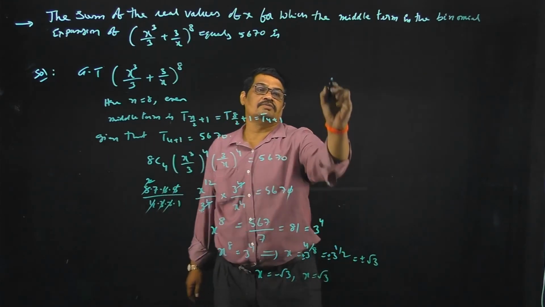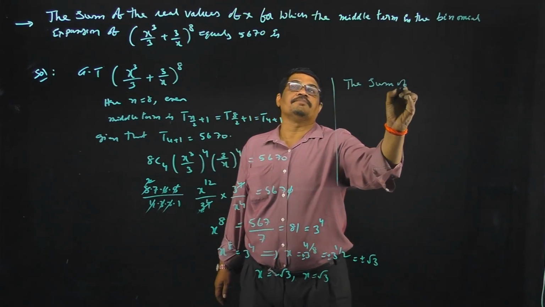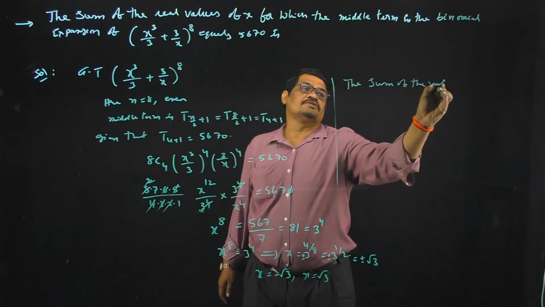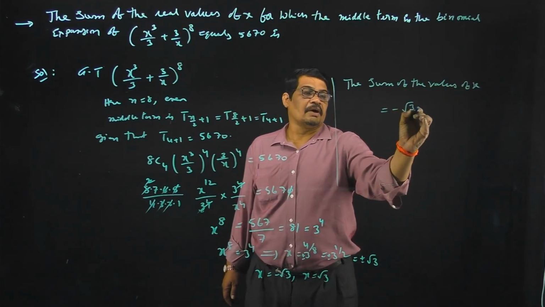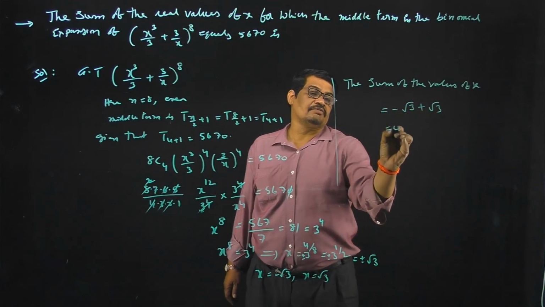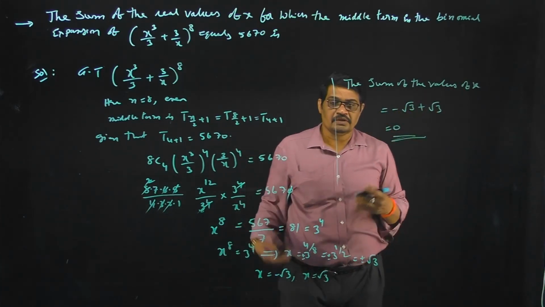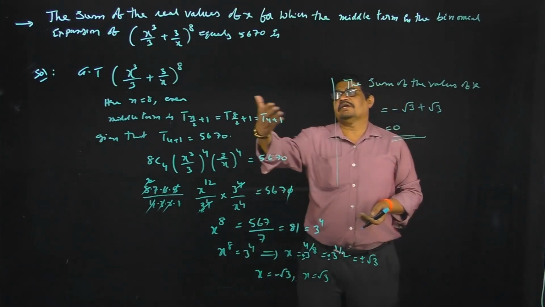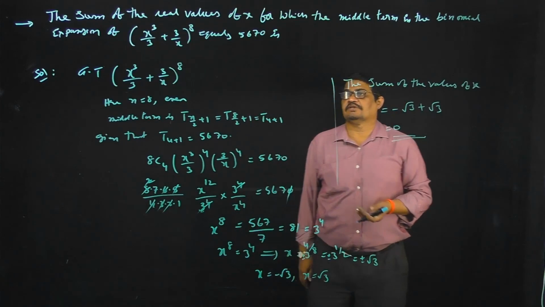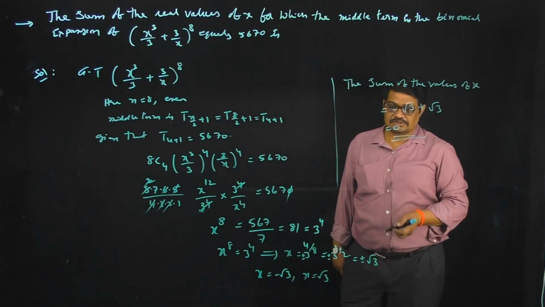Now we find the sum of the values. The sum of the values of x is equal to minus root 3 plus root 3, that will be 0. So the answer is 0. The sum of the values of x for which the middle term of this expansion is 5670 is 0.